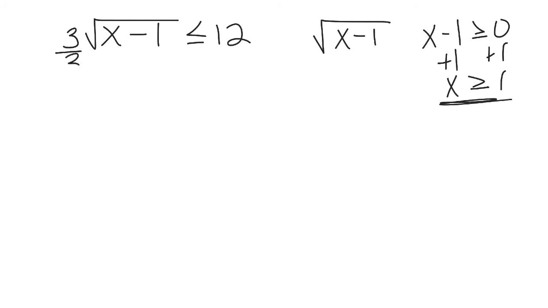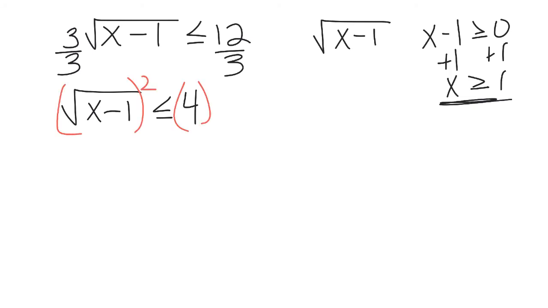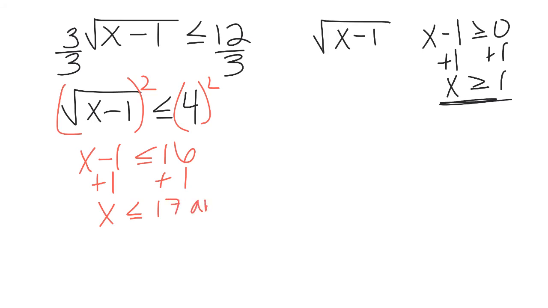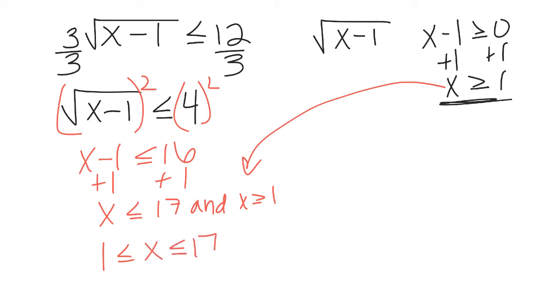So now I can divide by 3. The square root of x minus 1 less than or equal to 4. Square both sides, and I get x minus 1 less than or equal to 16. Add 1, x is less than or equal to 17. And it has to be greater than or equal to 1, so we write that as a single statement, 1 less than or equal to x less than or equal to 17. And that's my final answer.